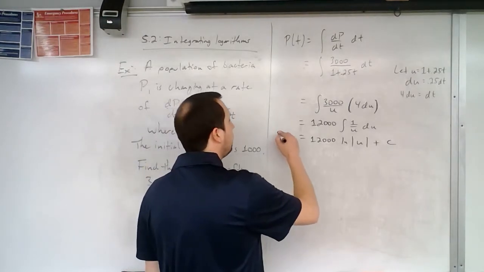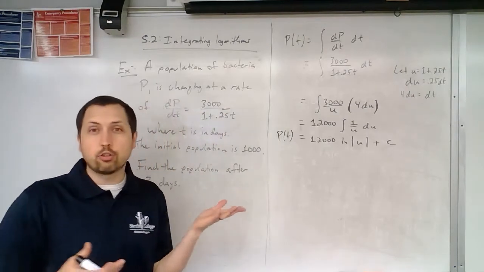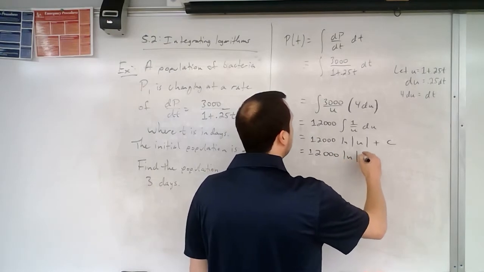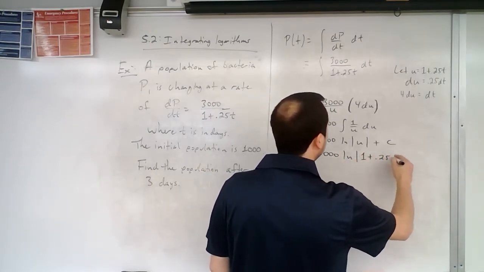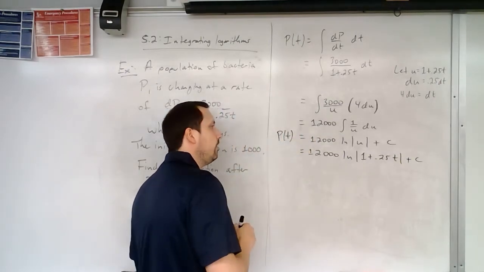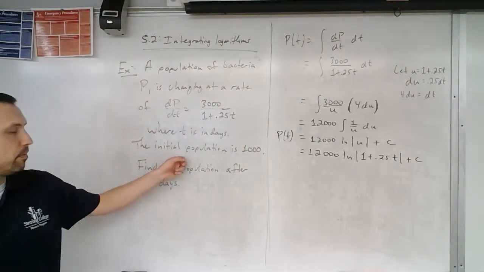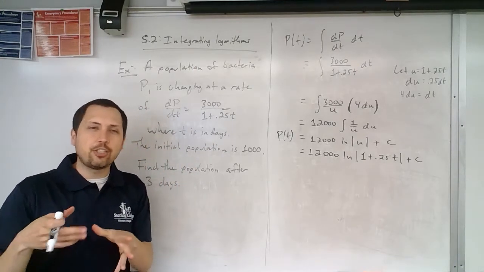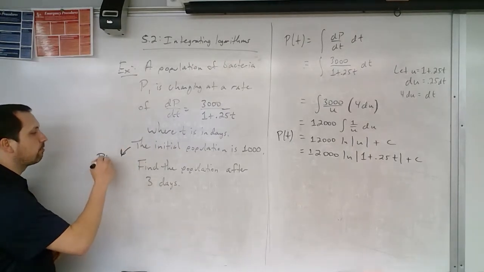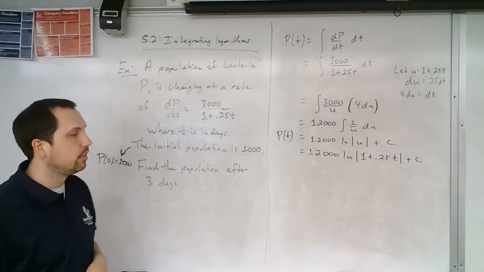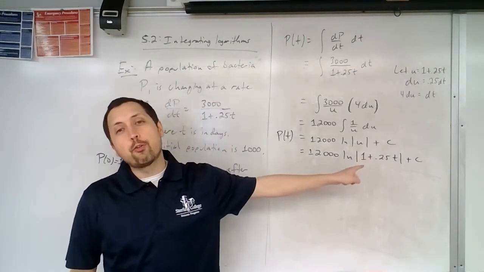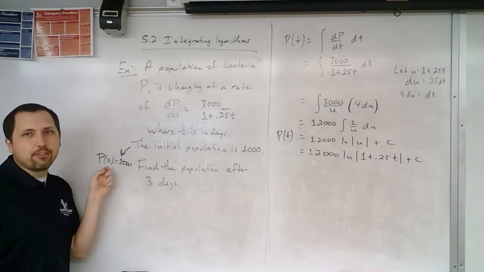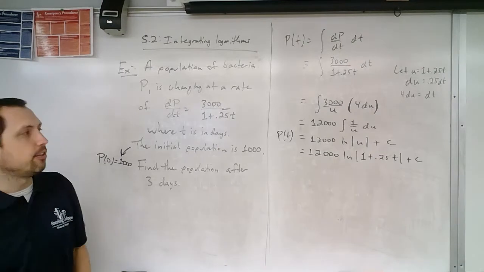So this is my function, P of t, but obviously there's no t's, so I need to substitute this back in. 12,000 natural log of the absolute value of 1 plus 0.25t, plus c. So this is my function. Now the initial population is 1,000. Where have we seen that before? Remember, initial conditions are really saying that P of 0 is equal to 1,000. So I can solve for my c value, because I have information about the function at a value.